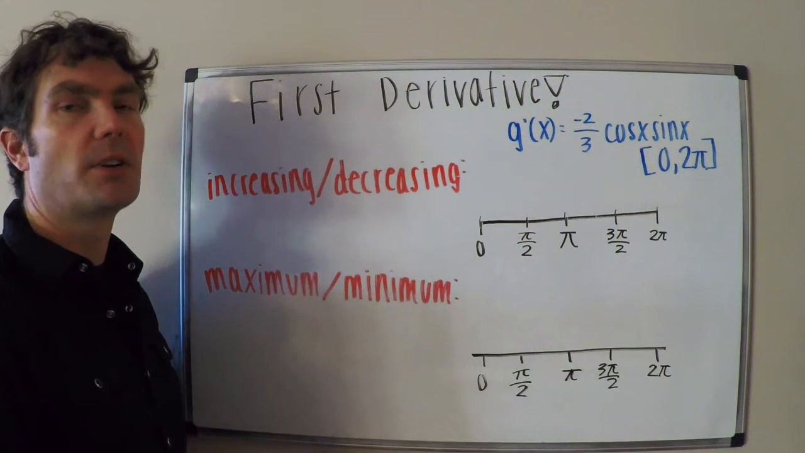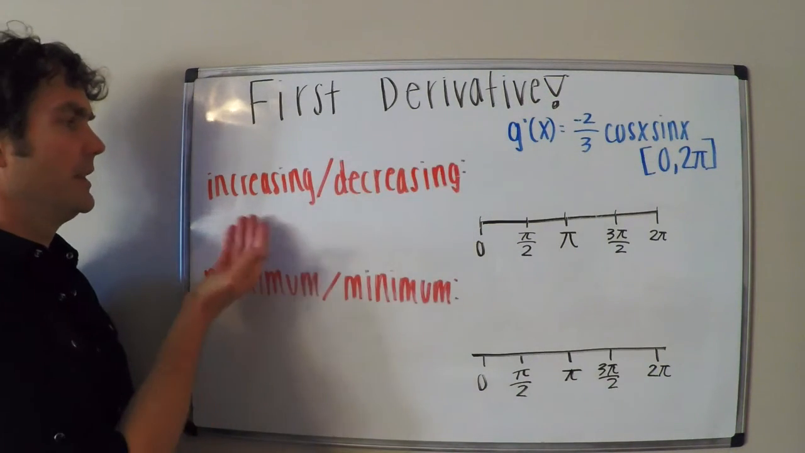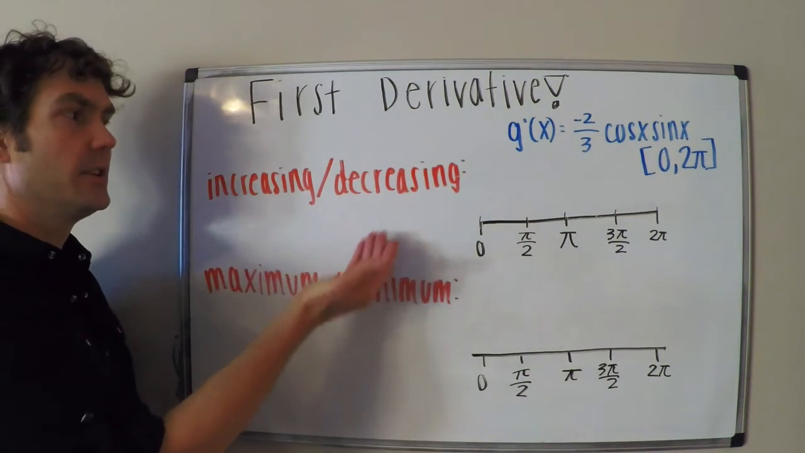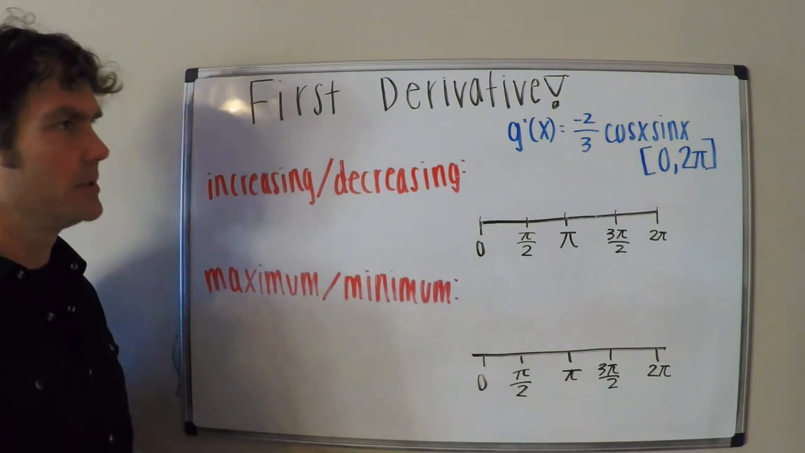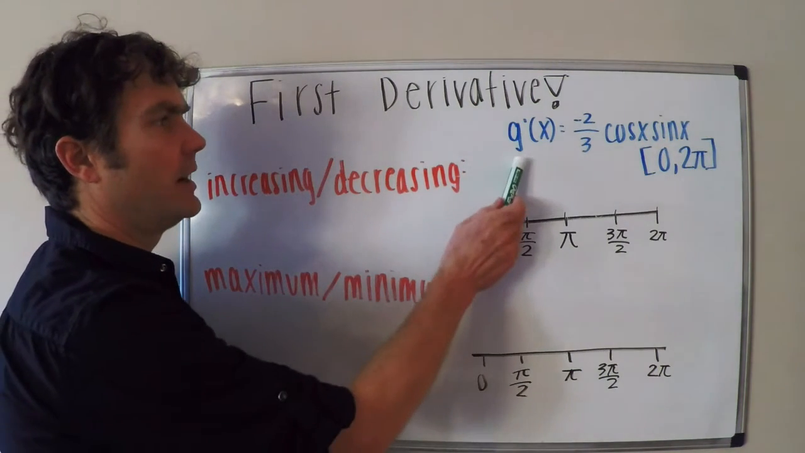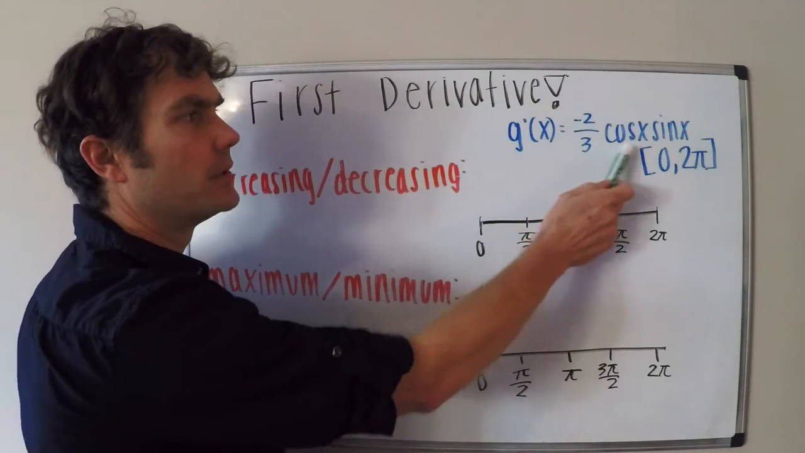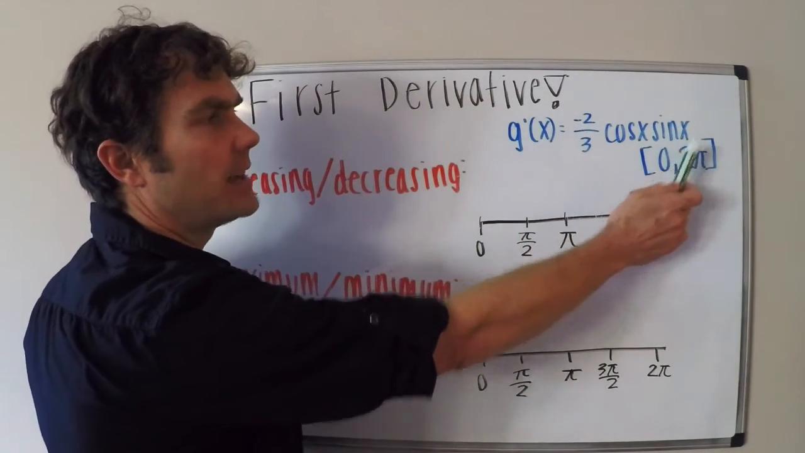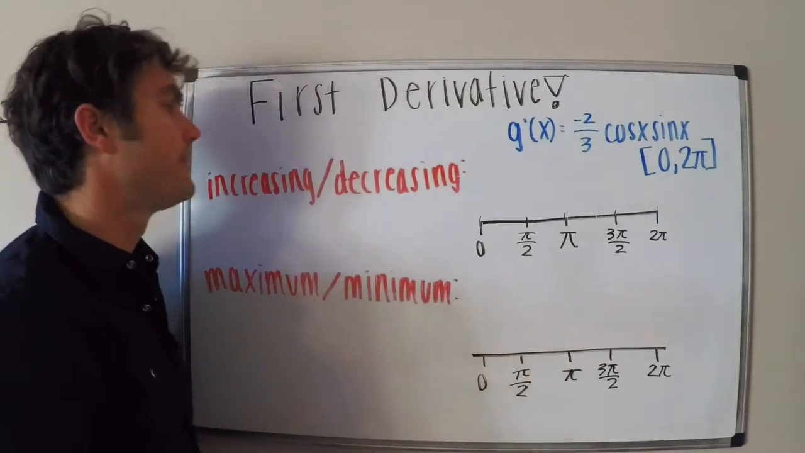It tells us whether a function is increasing or decreasing. So one of the uses of the first derivative is to tell whether a line's increasing or decreasing, or find the intervals over which a function is increasing or decreasing. Now in this example that we're going to do, we've got the derivative already given to us. G prime of x is negative 2/3 cosine x sine x, and then they've asked us only to do it over this interval from 0 to 2 pi.